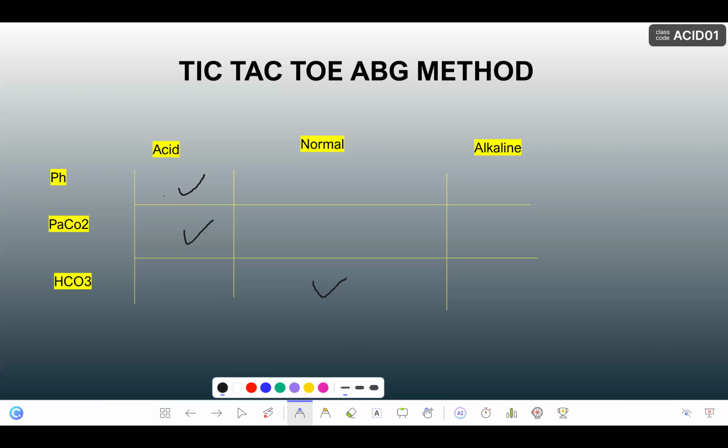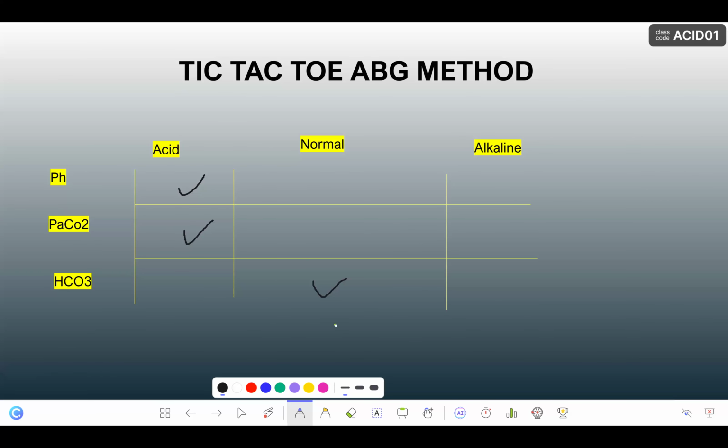All right, so we see that the pH is acidic, but it lines up with the respiratory system here. And so this is respiratory acidosis. These both line up. So pH is acidic, PaCO2 is acidic. That is on the respiratory side, so this is respiratory acidosis. But we notice that our HCO3 is normal, all right? And so since we have only one system that's trying to compensate, we know that this is going to be respiratory acidosis uncompensated.